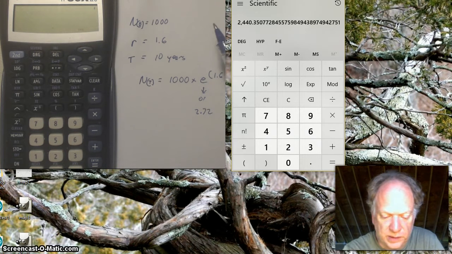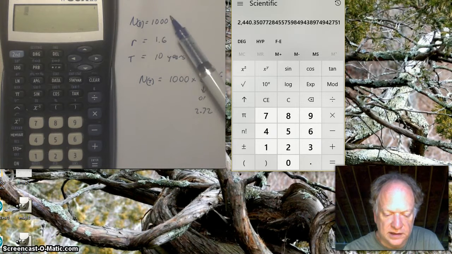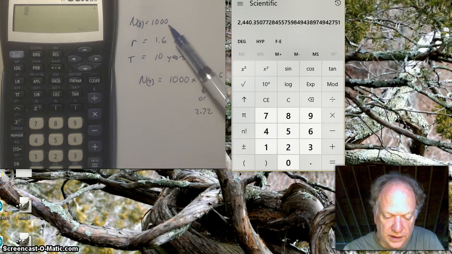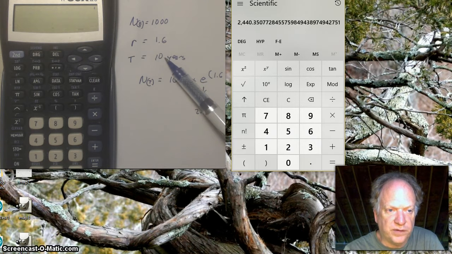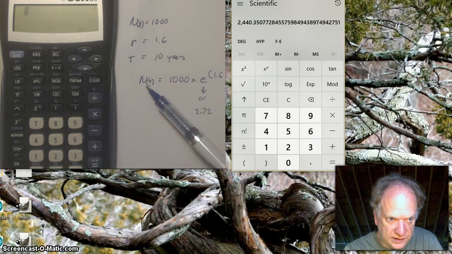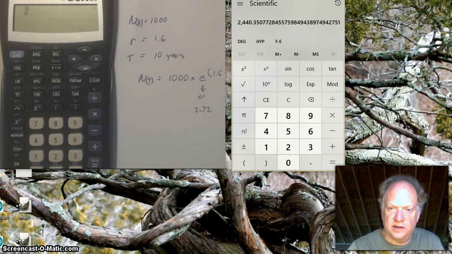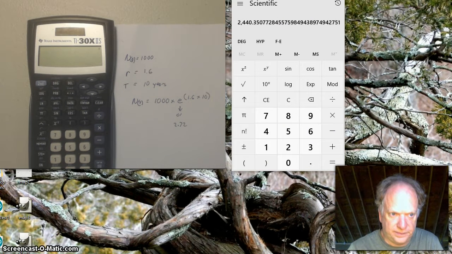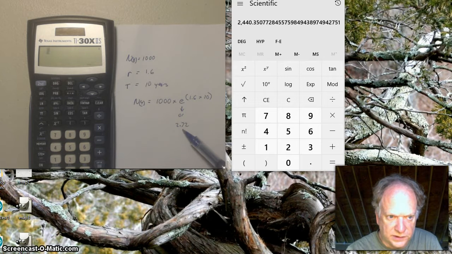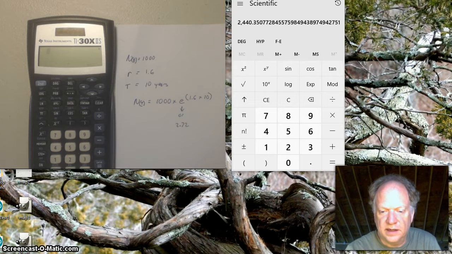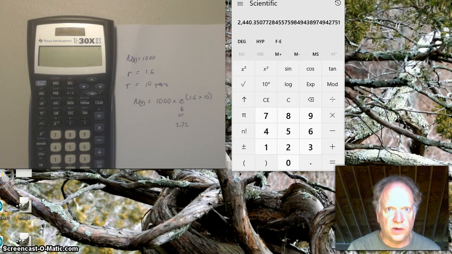But here's one I want you to do by yourself, and then I'll show you my answer. So let's say the starting population is 1,000, and then our growth rate is going to be 1.6. We run it for 10 years. Okay? So here's your equation. It's going to be 1,000 times e, or 2.72, raised to 1.6 times 10. Okay, I'm going to pause this, and you guys calculate it. I would say you should pause yours, give me an answer, and let's see if we get the same answer.